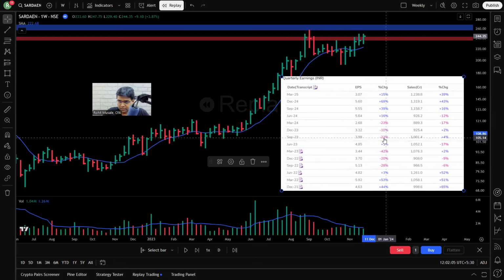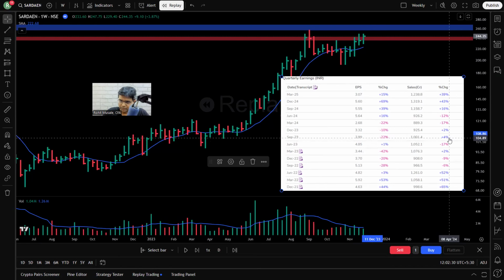Look at what the EPS growth is, minus 22%. Previous 1%, previous minus 42%. So for the last 3 quarters, there is no acceleration in EPS growth. Plus, this number should have been more than 40%. It is minus 22%. Forget about acceleration, forget about growth in EPS. The EPS has actually declined.